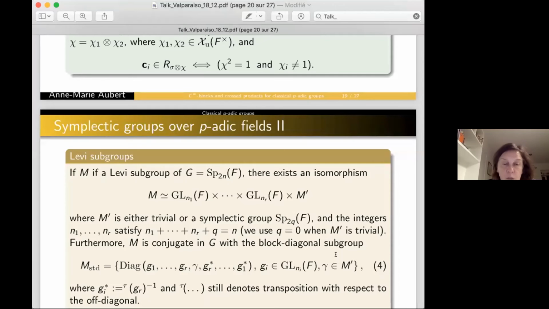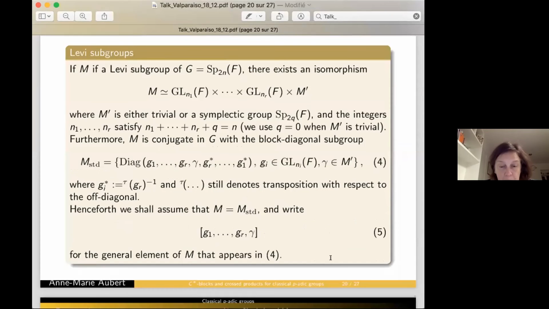So I will just look at the symplectic groups. The other groups, I mean unitary and special orthogonal, are rather similar. So start with M a Levi. It will be isomorphic to a product of copies of GL_n and one group M prime, which is also a symplectic group, but I will call it SP_2Q(F). And this is just to give you the description by matrices of the shape of a Levi. So we have a g1, ..., gr element, block diagonal matrices, and so we have a gr element in the r-th block.